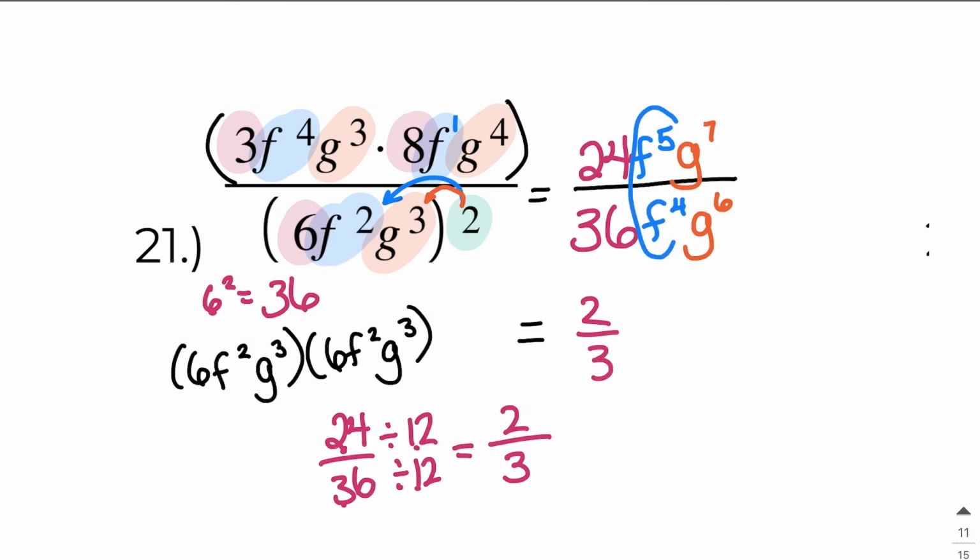And now I can just subtract my exponents. So f to the power of 5 divided by f to the power of 4 is f to the power of 1. I don't need that 1 there, so I can just say f. And then same thing with the g's. g to the power of 7 divided by g to the power of 6 gives me g to the power of 1, or just g, and that's my final answer.